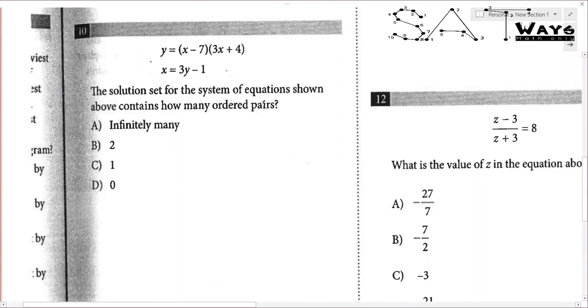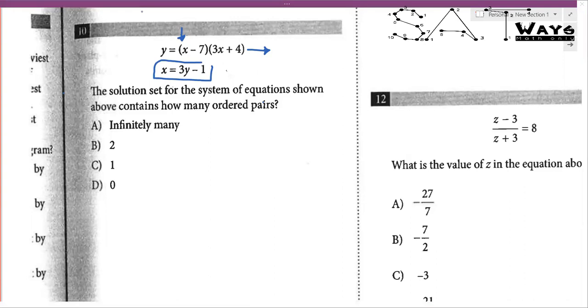If we use the first way, which is to put 3y minus 1 instead of x right here, it's going to be very hard because when we distribute, we're going to have 9y squared and a lot of big numbers. So we're going to solve it another way, which is graphically. We're going to graph this one first, and then graph the line, and then we're going to know how many ordered pairs. We're going to know the solution set for the system of equations after we draw both.